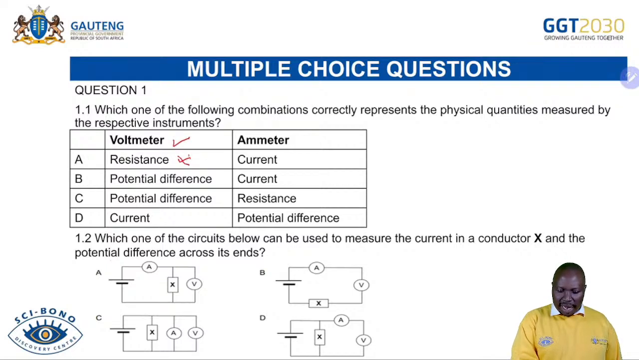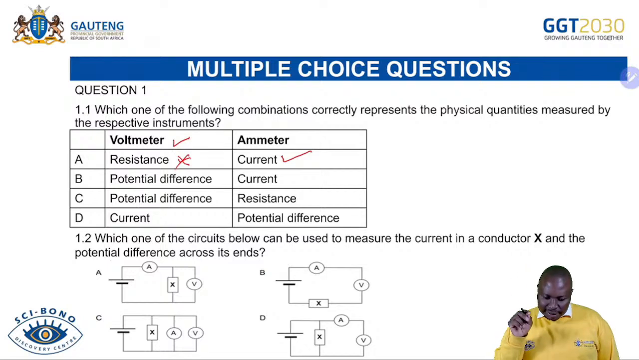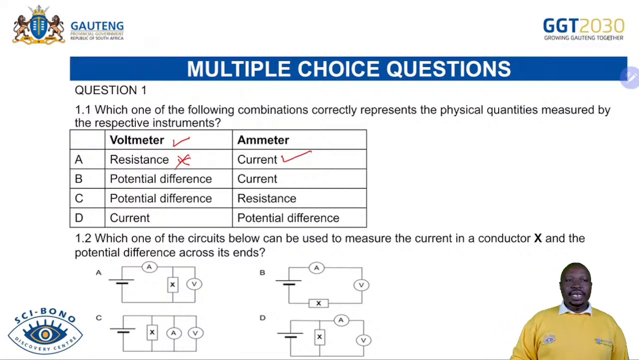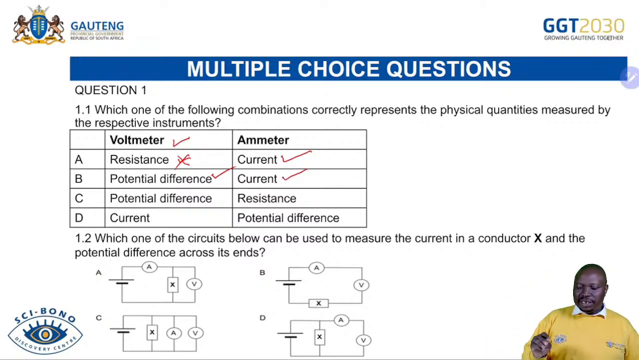Voltmeter does not measure resistance. You know that voltmeter does not measure resistance, but you know that ammeter measures current. So for number A, you will have seen that only one thing is correct: ammeter measures current, but resistance is not measured by voltmeter. Let's go to option number B. Option B, voltmeter measures potential difference, is correct. Ammeter measures current, is correct. So you are able to see that your right answer is B.